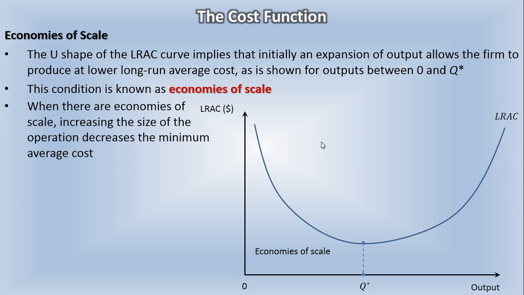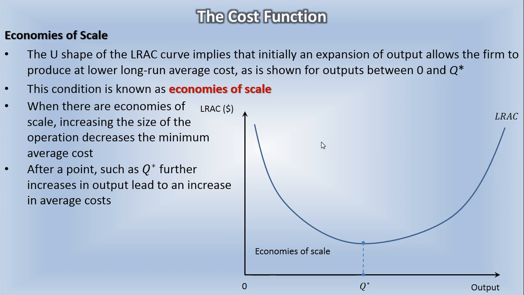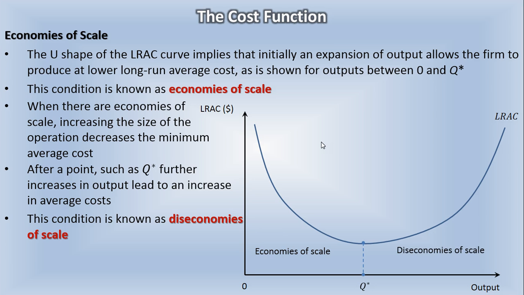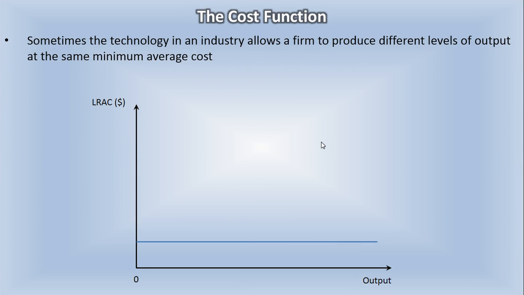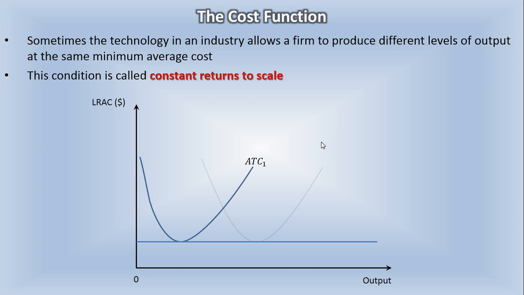When there are economies of scale, increasing the size of the operation decreases the minimum average cost. After a point such as Q star, further increases in output lead to an increase in average cost. So even in the long run, even as you try to minimize your cost, eventually you will be increasing your average cost of production. This is known as diseconomies of scale. So over this range, you're going to have diseconomies of scale. Sometimes the technology in an industry allows a firm to produce different levels of output at the same minimum average cost. In this case, you have constant returns to scale. So different industries will have different economies of scale.